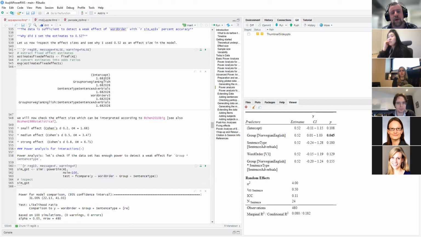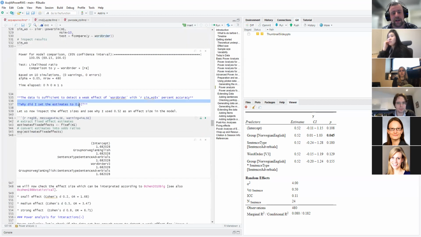And then I explained why I set the effect sizes to 0.52, because the effects that we have here, the estimates, can be converted into odds ratios. And for odds ratios, we know the translation into d values.